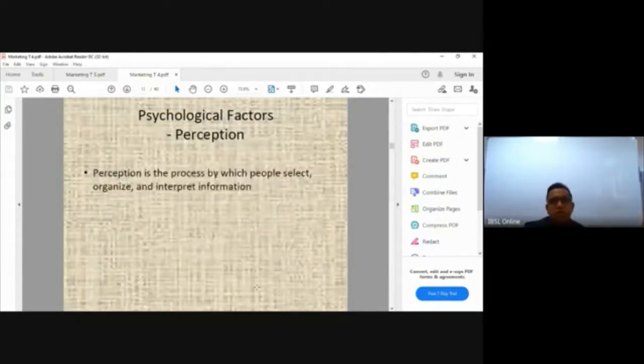Psychological factors, as I already explained: perception is the process by which people select, organize, and interpret information. Perception is about what you hear, and based on what you hear, finally, you build a perception about a particular product or service. When there is information, according to your personality, you will select, organize, and interpret it. So that will become your perception.